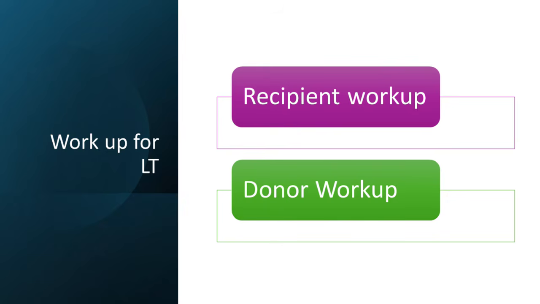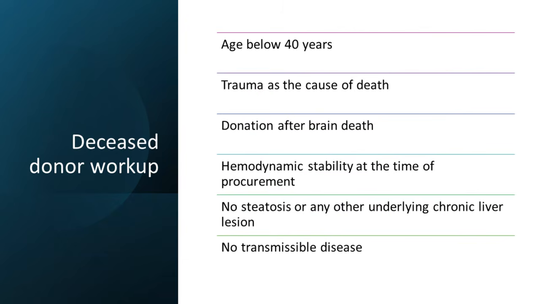So workup will be divided into two aspects. One is the recipient workup and second is the donor workup. If we are looking at a deceased donor, then what will be an ideal donor? Somebody you get a call about in the middle of the night. So you have a ZTCC, that is a zonal transplant coordination committee, and some hospital registers that we have a potential donor. So what is a potential donor that you're looking at?